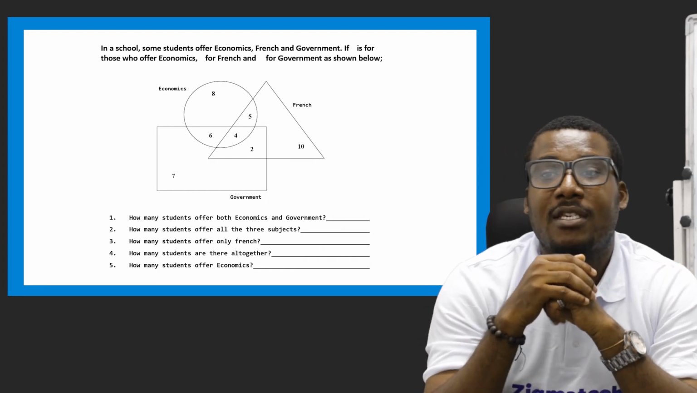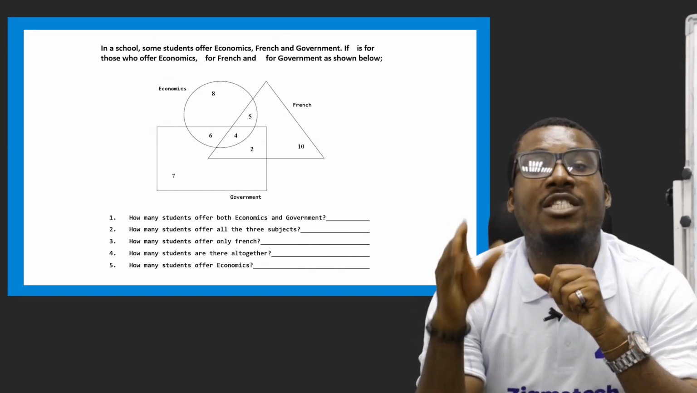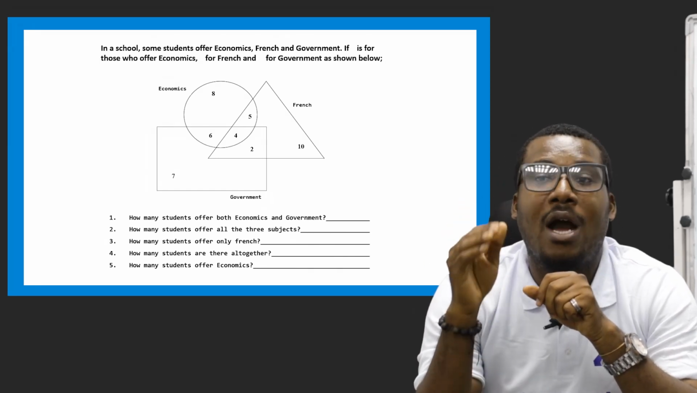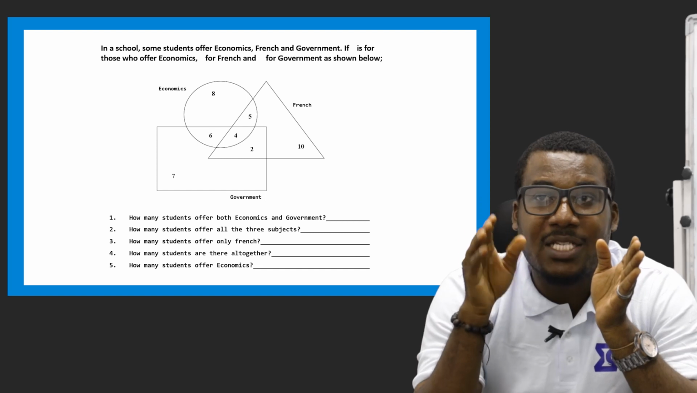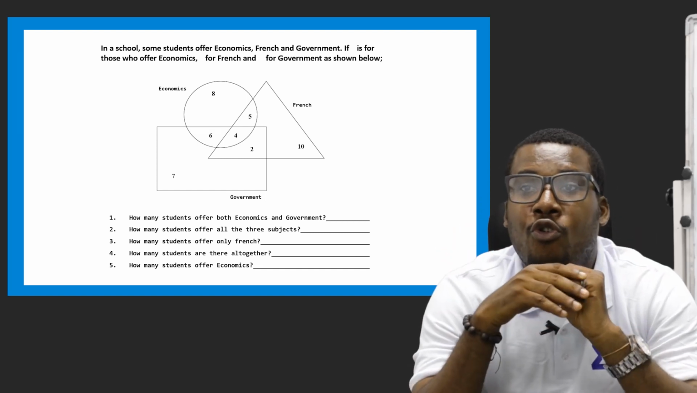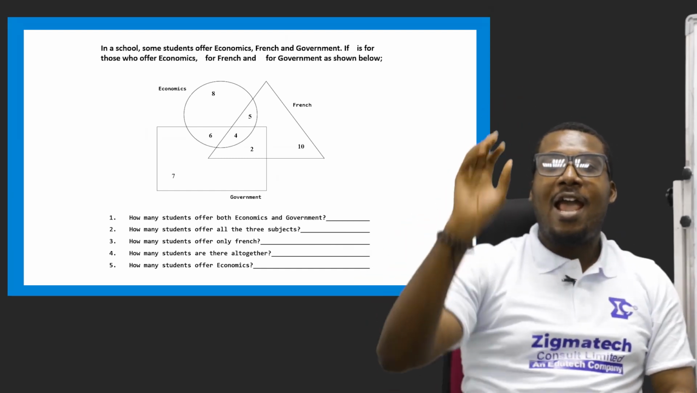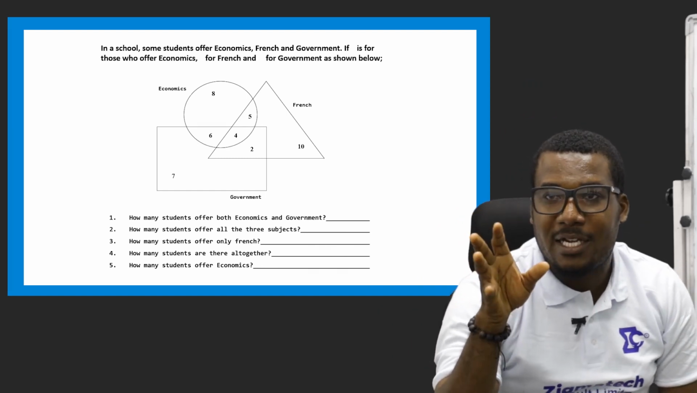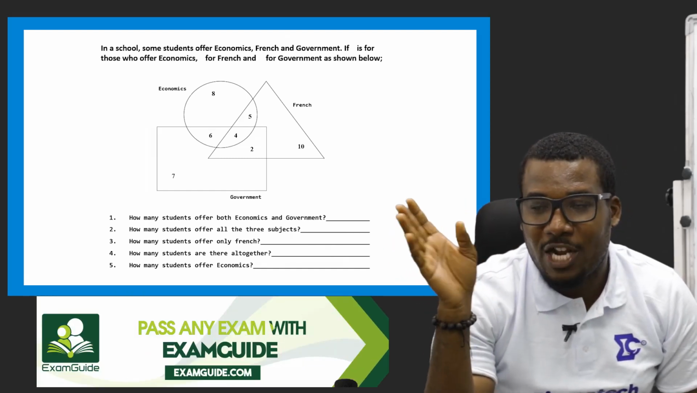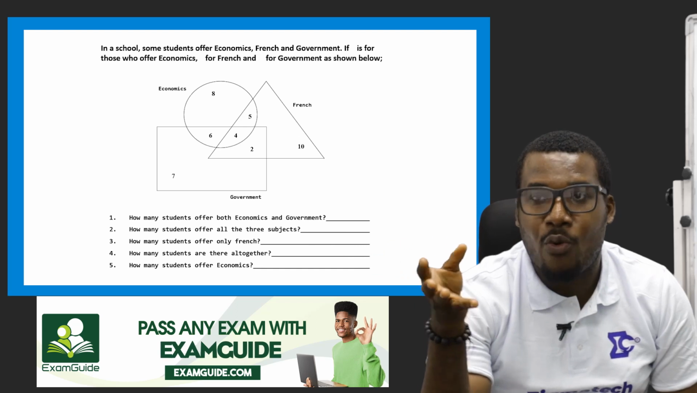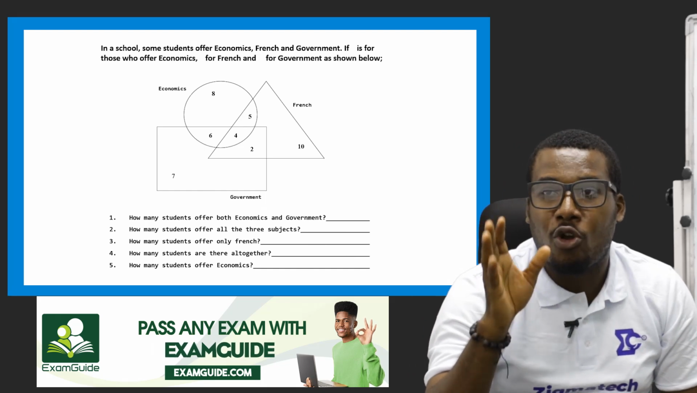Then they ask how many students offer economics. Now, here is the catch. They didn't ask for economics only. They asked for economics. So you look at the figure that represents economics, which is a circular figure. Every number allocated to that circular figure, whether they intersect with other shapes, like the triangle or the rectangle, whether they meet together, it doesn't matter. As long as they are taking economics, those are the people you're taking cognizance of.